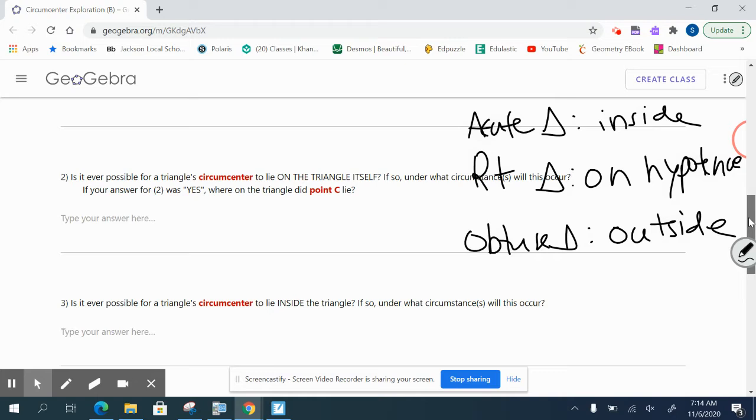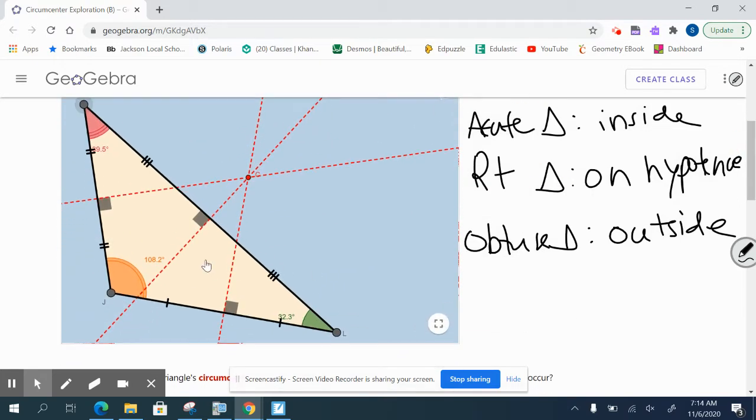And then we answered number 2. Is it possible for a triangle's circumcenter to lie on the triangle itself? Yes, that would be for a right triangle. If your answer is yes, where on the triangle does this point C lie? It will lie on the midpoint of the hypotenuse, since when it was a right triangle, it lay on the midpoint.